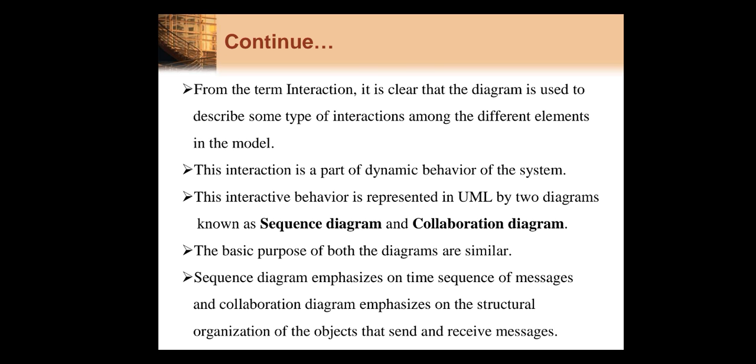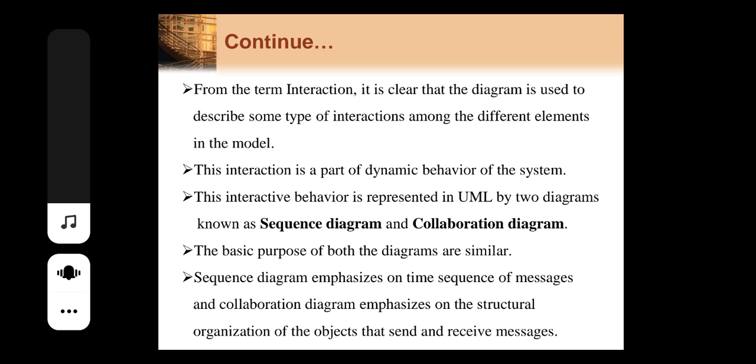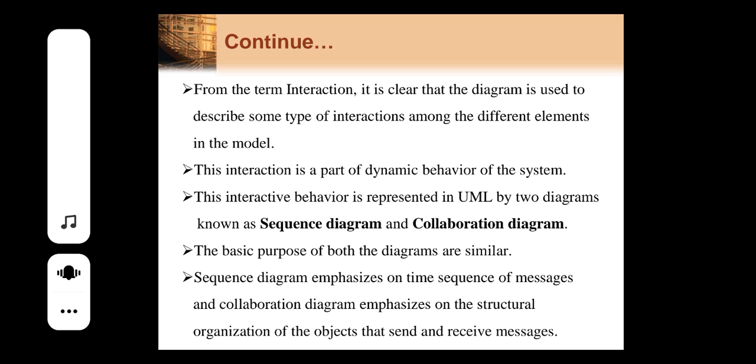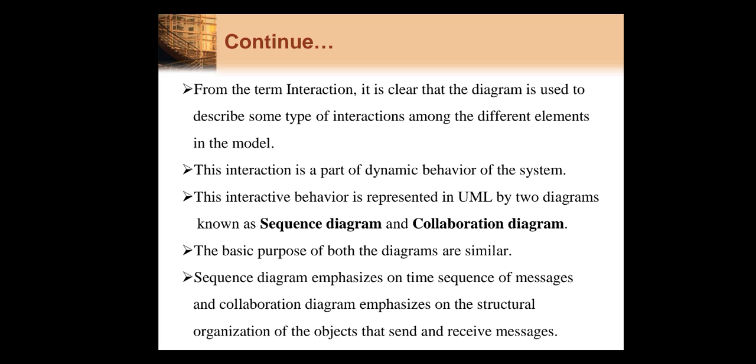From the term interaction, it is clear that the diagram is used to describe some type of interaction that takes place between different elements in the model. Now, this interaction is a part of the dynamic behavior of the system. This interactive behavior is represented in UML by two diagrams known as the sequence diagram and the collaboration diagram.